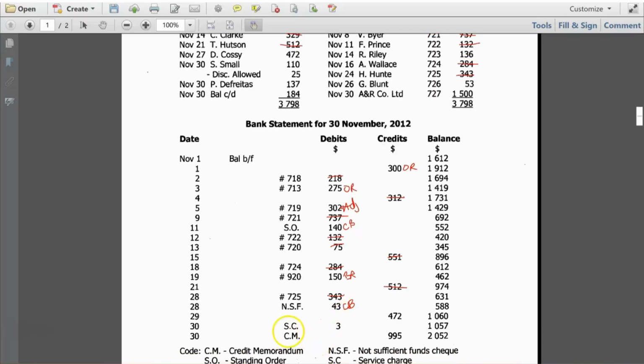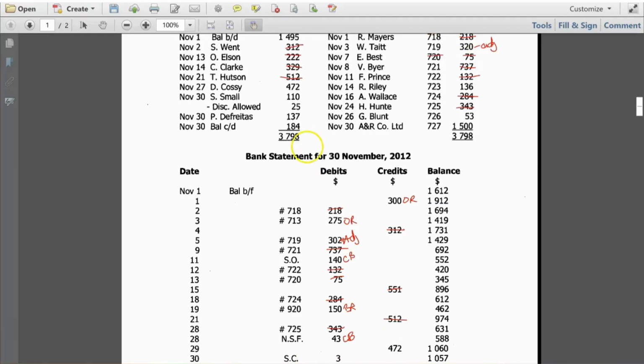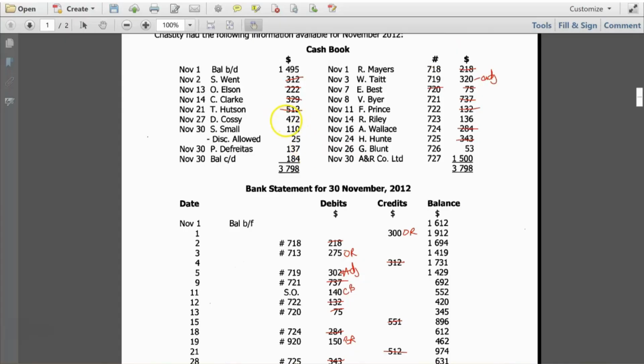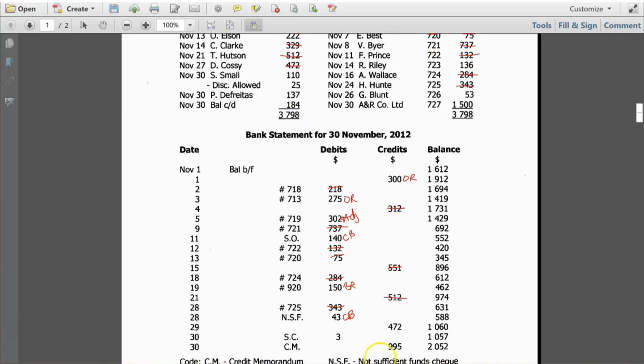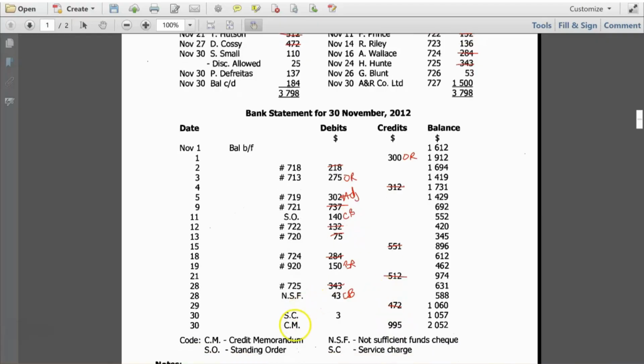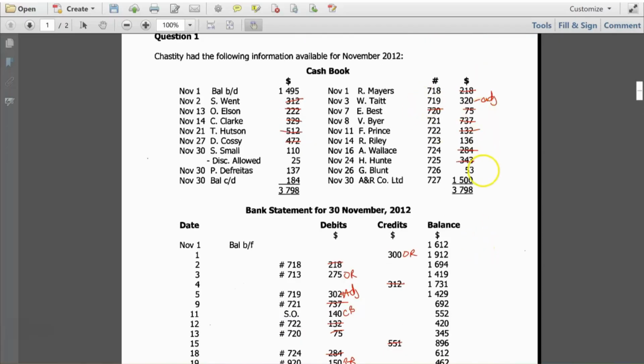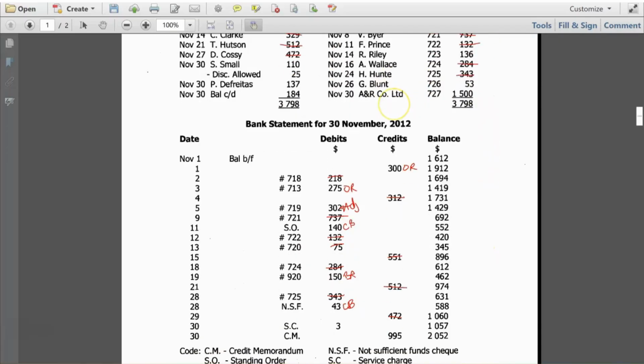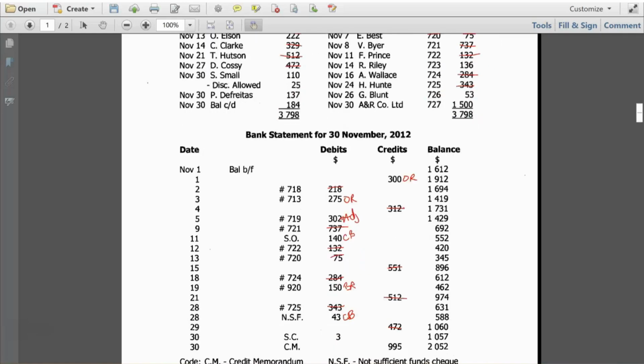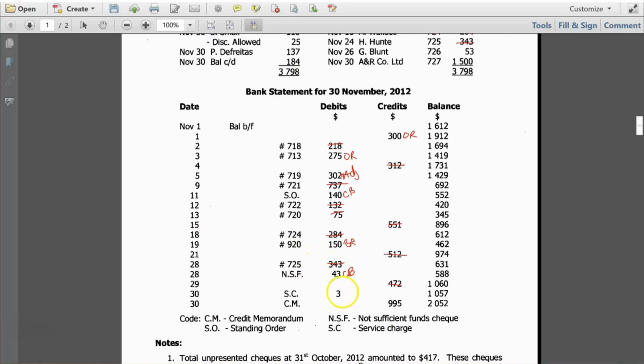Then we have a $472 deposit. Do we see that in our cash book? Yes, we do, on the debit side. So we can cross that off the bank statement and from the cash book. And then we have SC, which stands for service charge. That's on the debit side. So we have to check the credit side of the cash book. We do not see that service charge in our cash book. So you can write CB next to that, so you know you have to update your cash book.